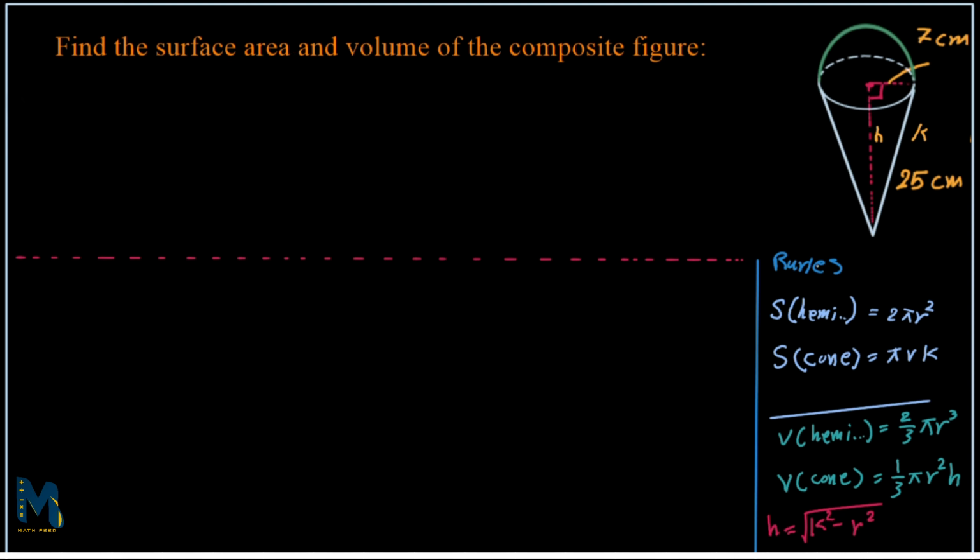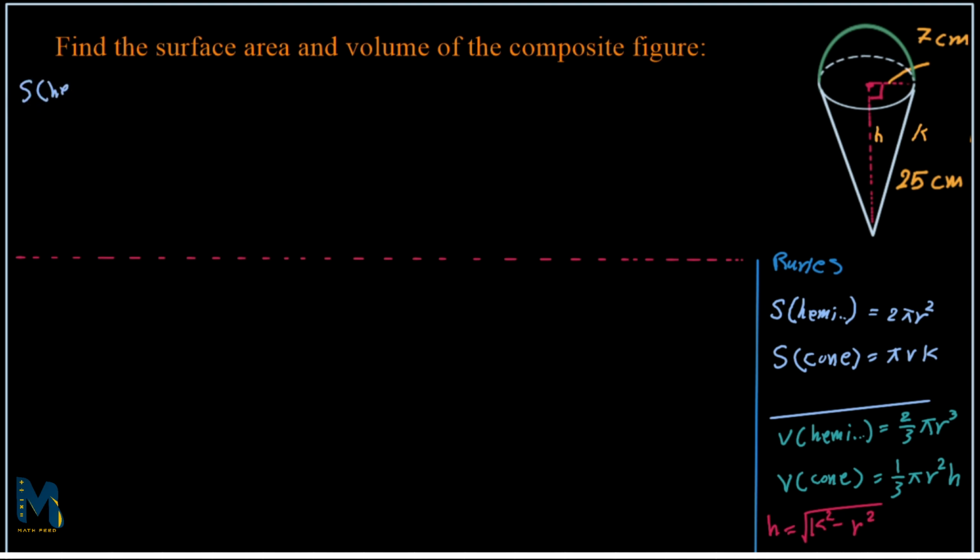To that purpose, we need 5 rules: surface area of a hemisphere, surface area of a cone, volume of a hemisphere, volume of a cone, and the Pythagorean theorem to find this height. Okay, then let's first find the surface area of a hemisphere.